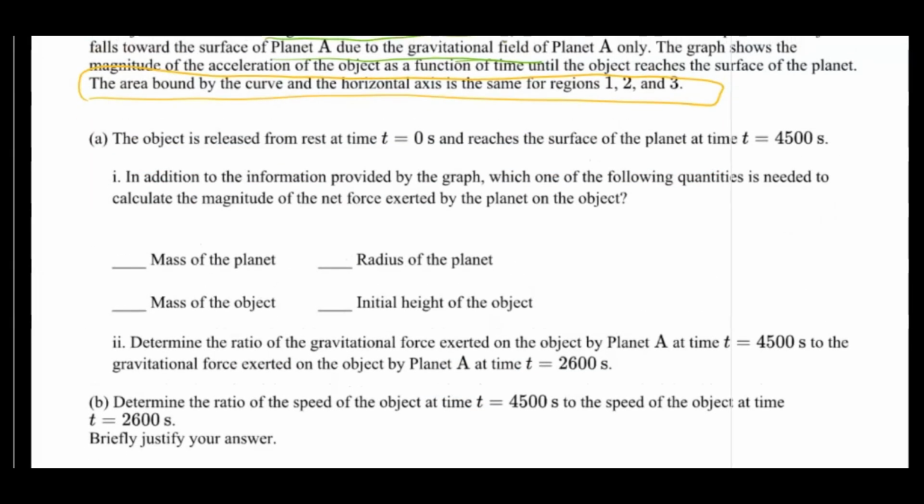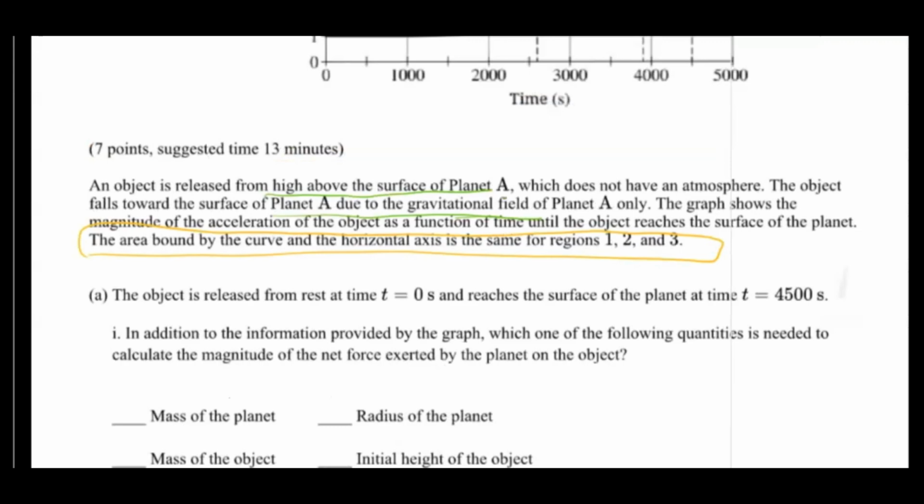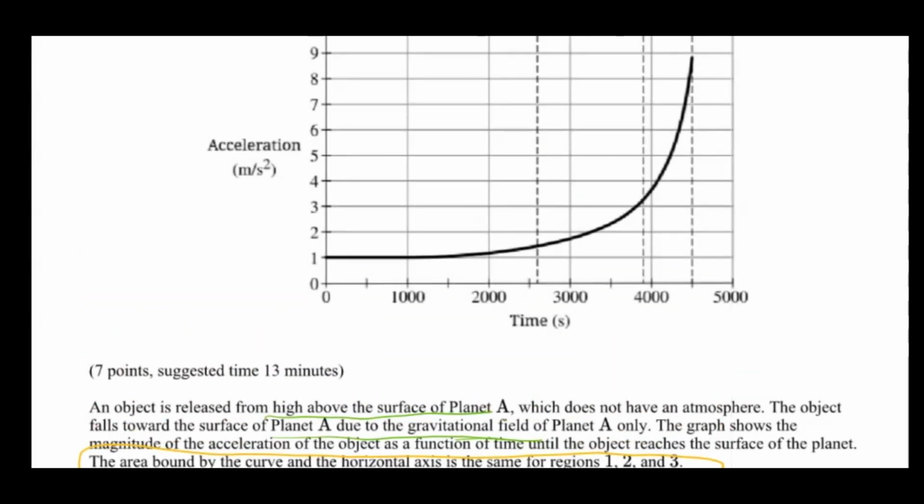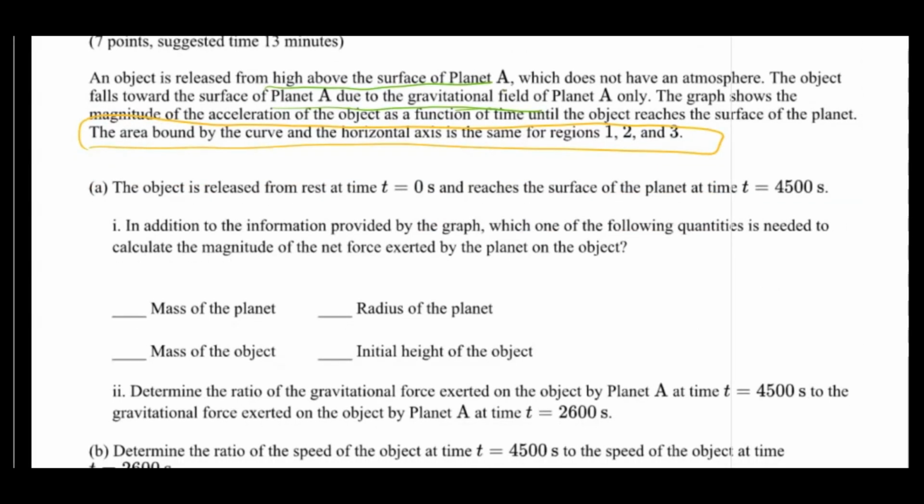The object is released from rest and reaches the surface of the planet at t equals 4,500 seconds. So this is when it reaches the surface of the planet, and they marked it up for us, which is quite nice. In addition to the information provided by the graph, which one of the following quantities is needed to calculate the magnitude of the net force exerted by the planet on the object?